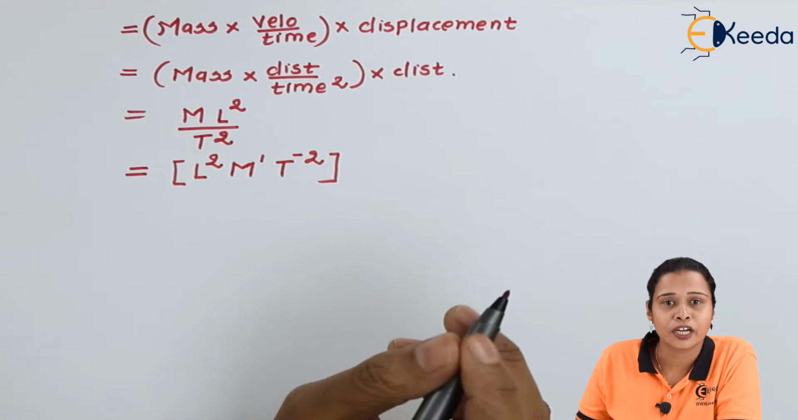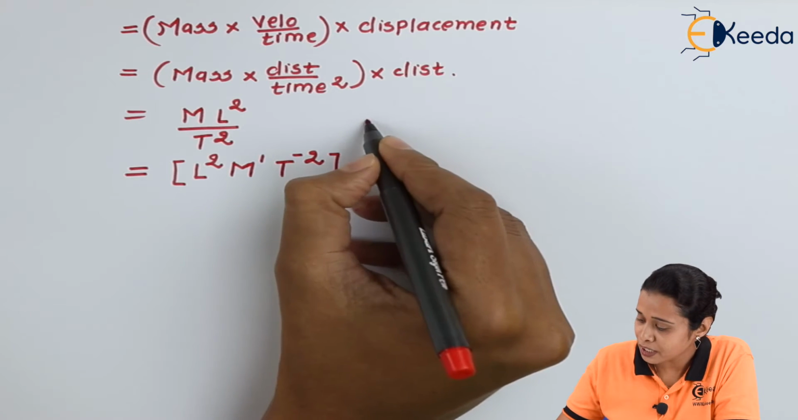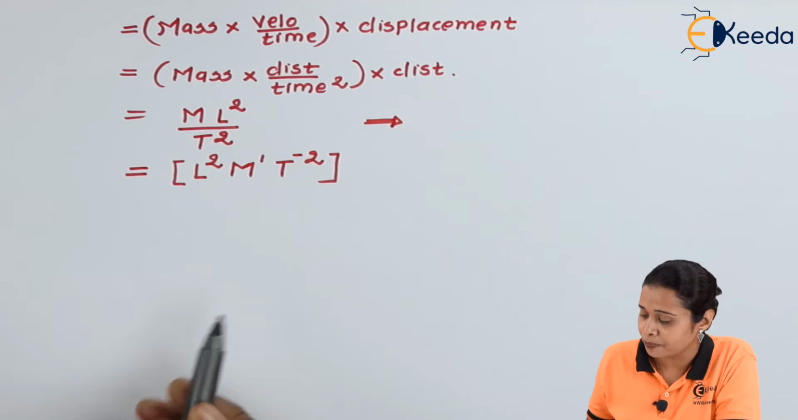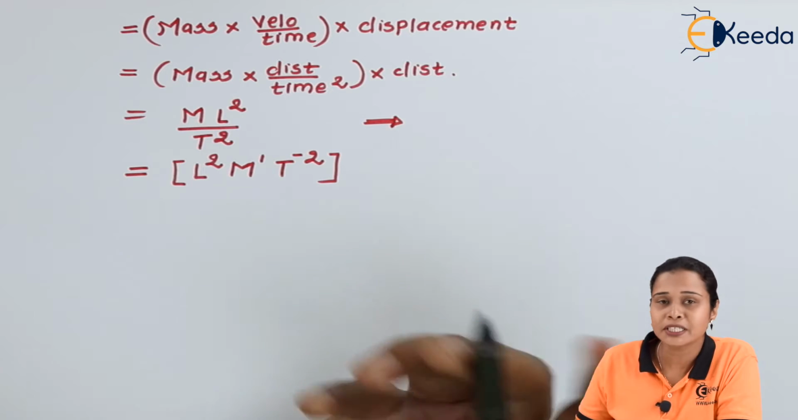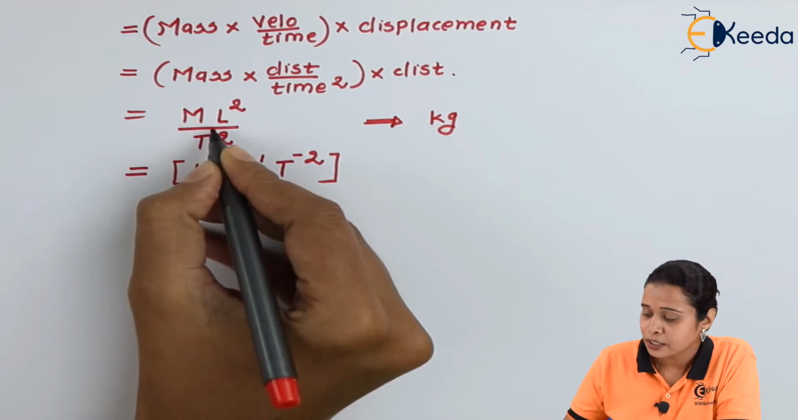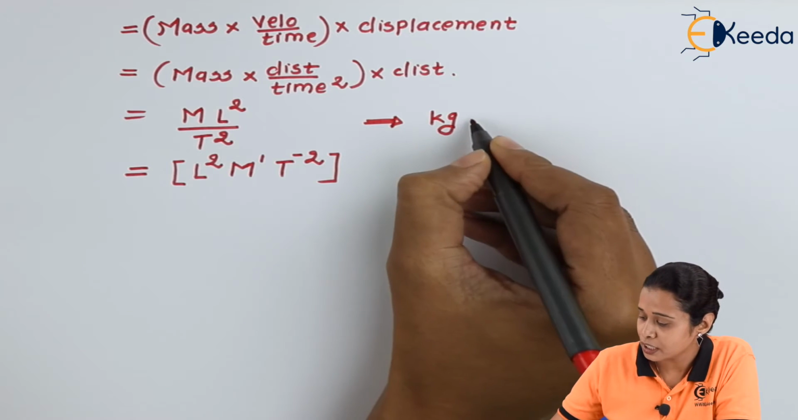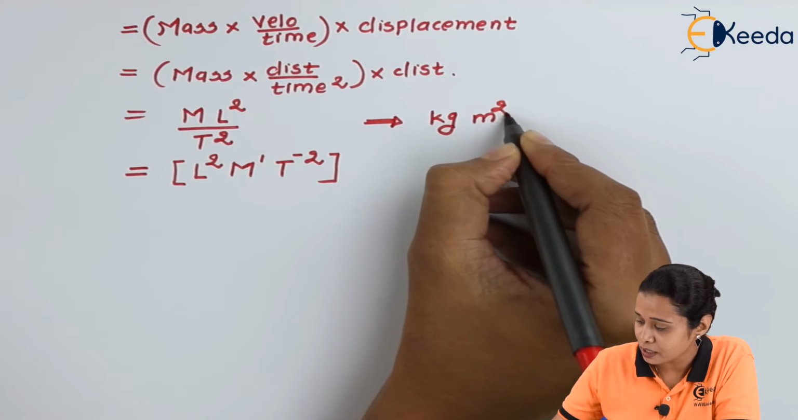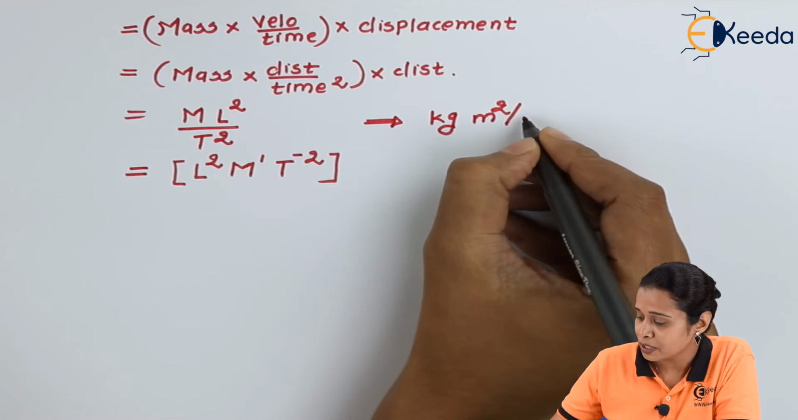And if we want to find out units for this, we will write down the unit from this formula. Here we have m. M is nothing but mass, so the unit for mass is kg. Unit for length is meter. So here length square, so meter square, upon T square, which means second square.